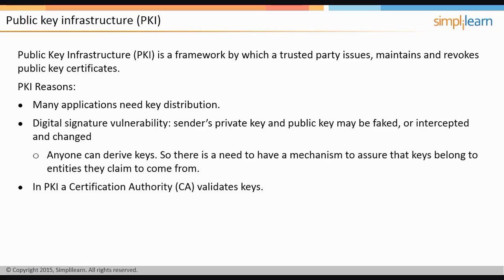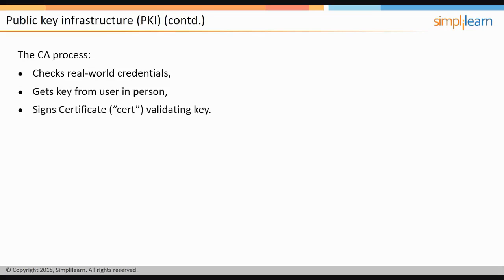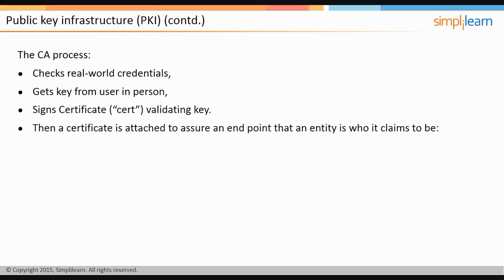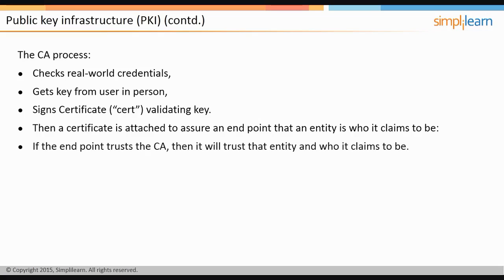In PKI, a certification authority, CA, validates keys. Distribution in PKI is done via a hierarchy of CAs. CA process: the CA checks real-world credentials, gets the key from the user in person, and signs a certificate validating the key. Then a certificate is attached to assure an endpoint that an entity is who it claims to be. If the endpoint trusts the CA, then it will trust that entity and who it claimed to be.